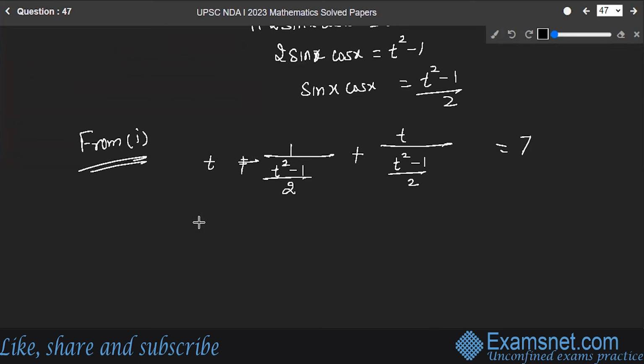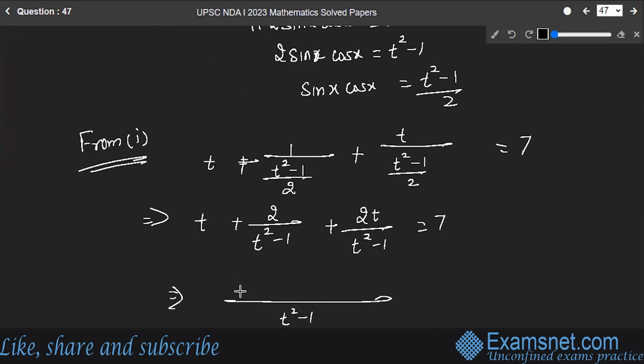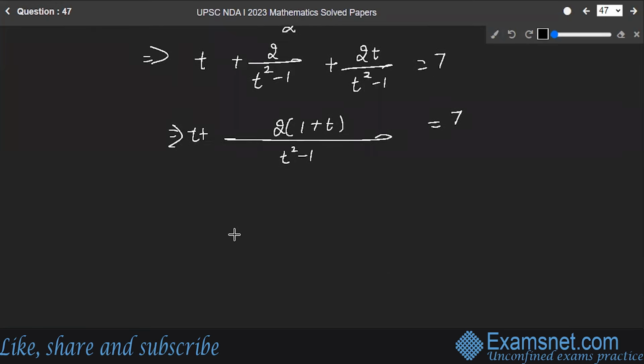So here was plus. So this will be t plus 2 upon t square minus 1, plus 2t upon t square minus 1, is equal to 7, which makes it t square minus 1. So this will be equal to, I'll not touch t because this will make it t cube. I don't want that to happen. So this will be 2, 1 plus t is equal to 7. So t square minus 1 can be t plus 1 into t minus 1. That will cancel. You will be having 2 upon t minus 1 is equal to 7.